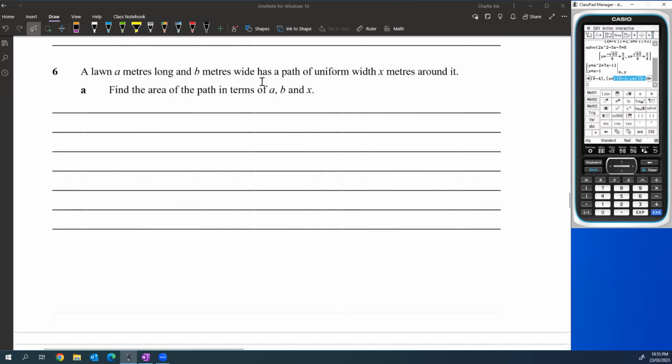All right, question 6. A lawn A meters long and B meters wide has a path of uniform width x meters around it. Uniform width means constant width. It never changes. All right, so as usual with word problems, the diagram is your friend. Let's draw a rectangular lawn.